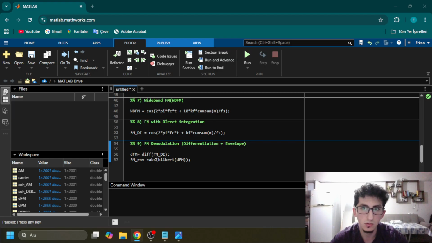So in here the FM signal is first differentiated. Since frequency variations appear as amplitude changes after differentiation, the envelope detector recovers the original message signal. So we are going to continue with the last one.